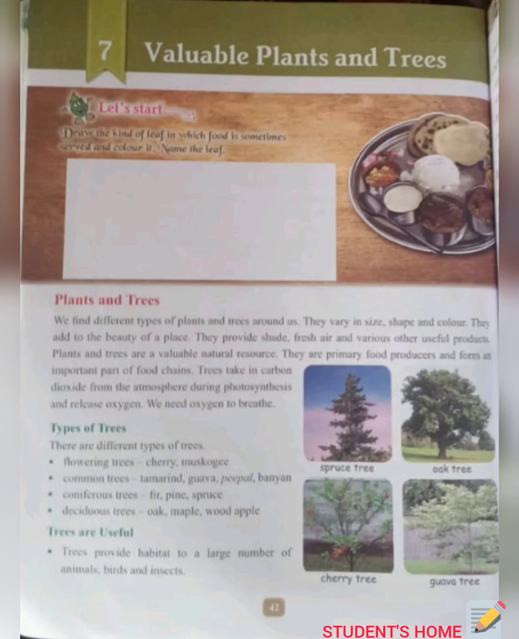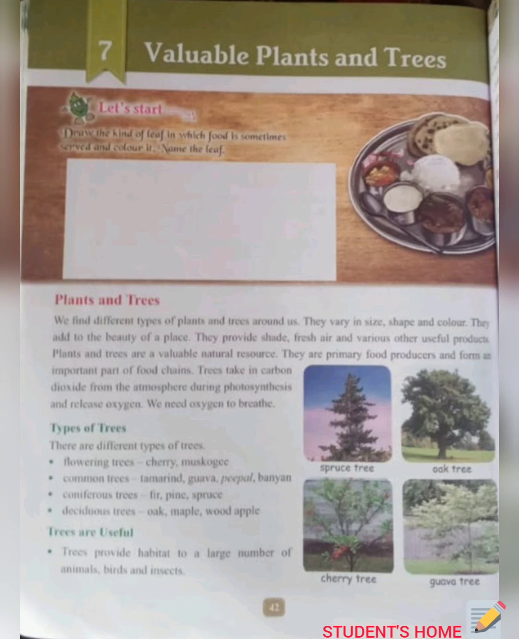So class, today we will start our next new chapter, that is chapter number 7, Valuable Plants and Trees. So our first topic is plants and trees. As you can see in the slide, we find different types of plants and trees around us. They vary in size, shape and color.